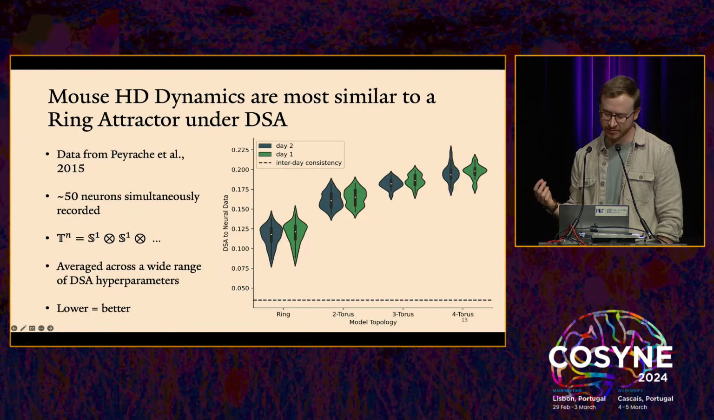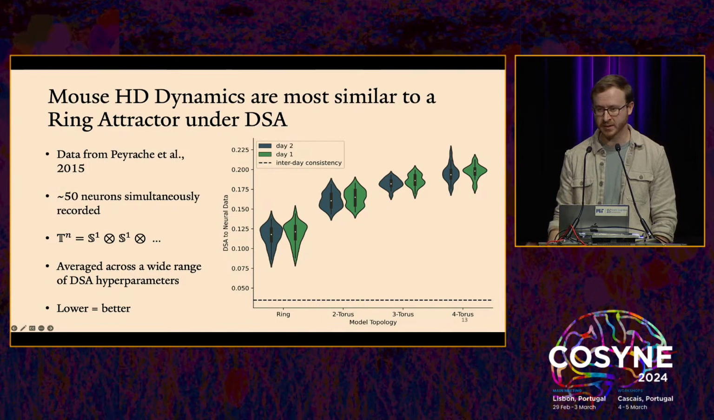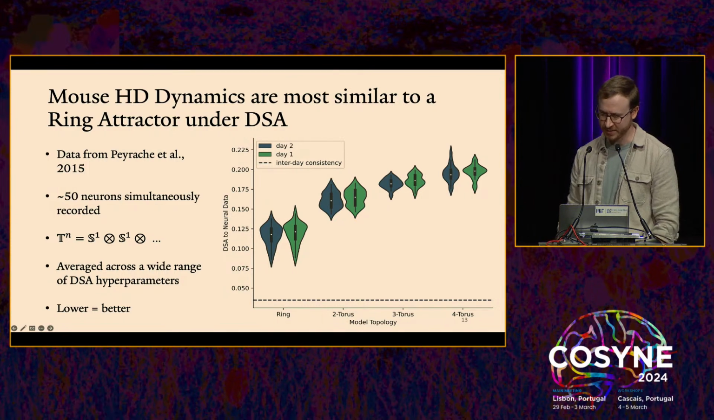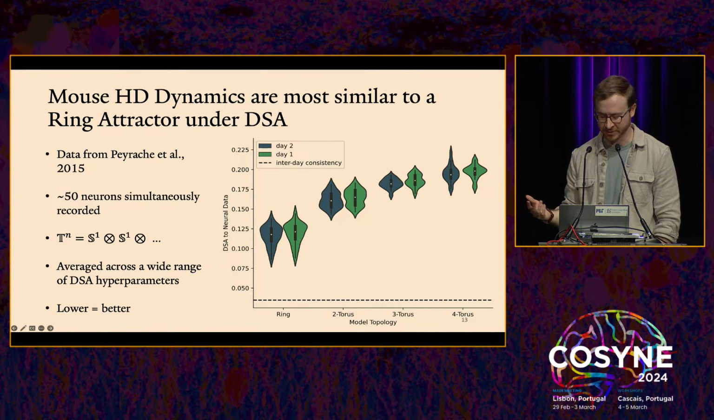DSA is also able to confirm that a ring is the most similar attractor topology to the real mouse head direction circuit. To verify this, we simulated multiple n-tori with n from 1 to 4 by taking the direct product of n independent ring attractors.